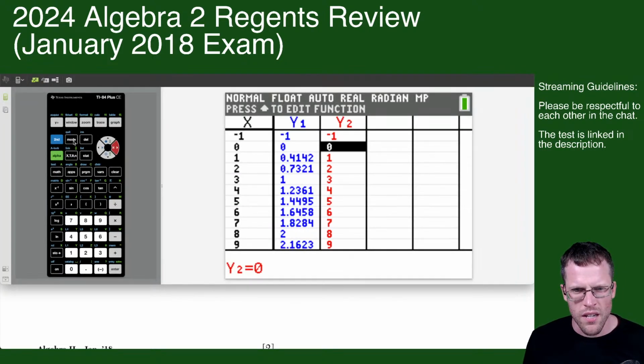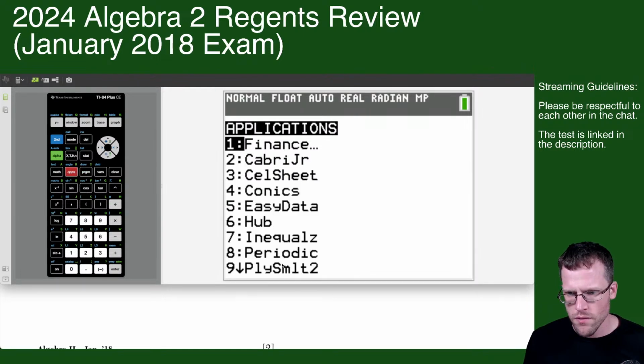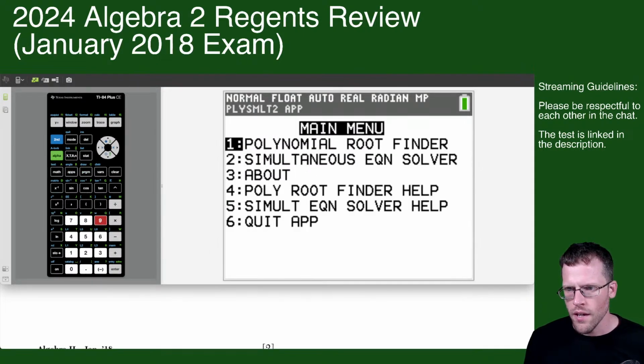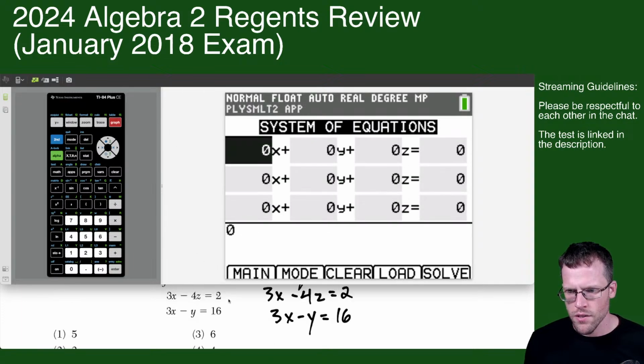And let's just see. I go to apps, number 9. And let's see, simultaneous equation solver. So that is number 2. Okay, not the help, that's the help option. I have 3 equations, and I have 3 variables that I don't know. And I press next by pressing graph. And now I just input this.